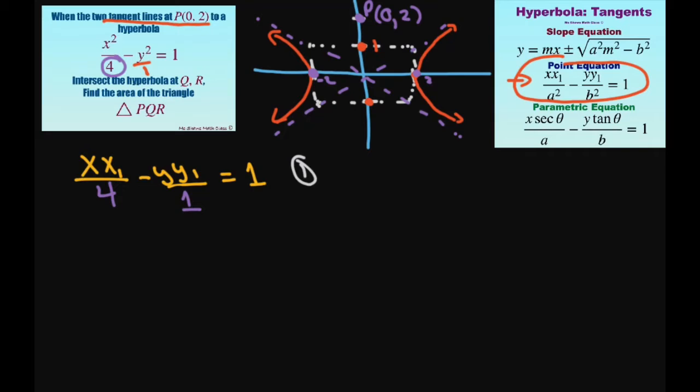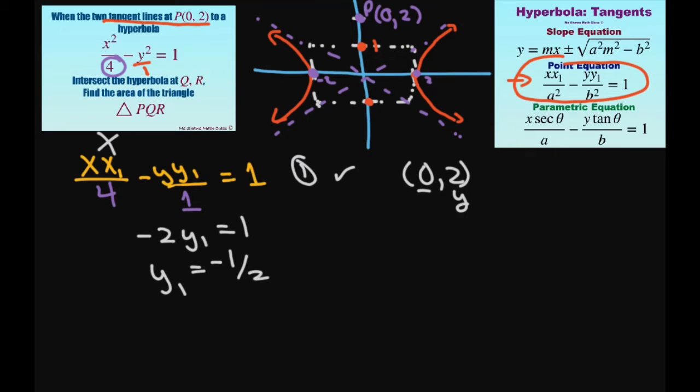Now, the tangent line, this equation, passes through the point (0, 2). So substituting in 0 for x, this goes away, and we're going to get negative 2 y sub 1, this is your y, equals 1. So y sub 1 equals negative 1 half. So basically, if I go negative 1 half, I'm going through here, because this is 1, negative 1. So this is y equals negative 1 half.